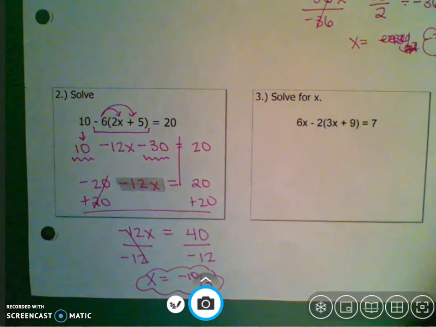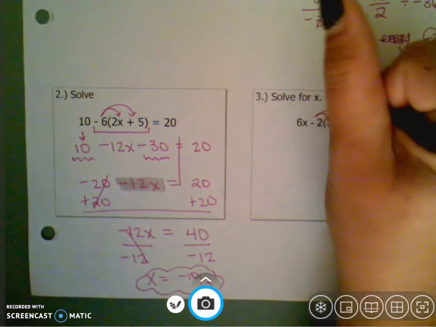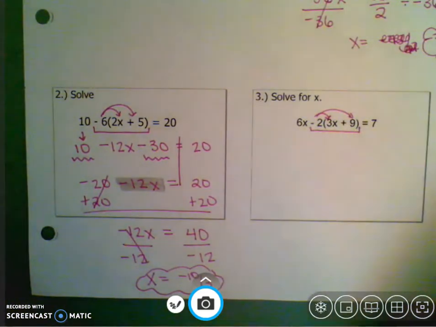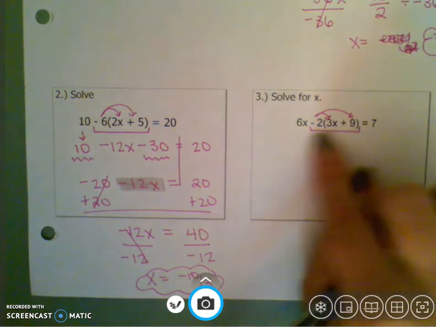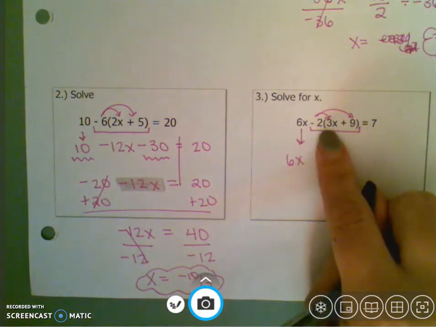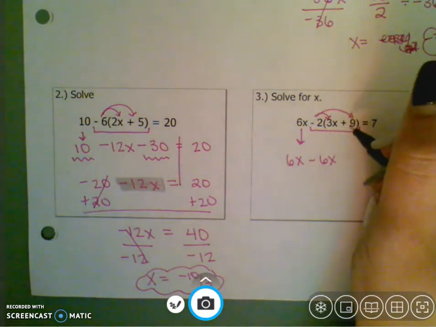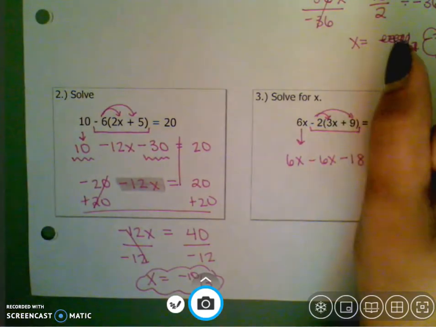Okay, for example number 3, again, we're distributing. Just like we did in the last one, you need to distribute that negative 2. We're looking at this part right here. So go ahead and pause the video and distribute that negative 2 to the 3x and to the 9. Okay, you should have paused the video already and distributed this negative 2. I'm going to bring the 6x down because that's already there. Then negative 2 times 3x gives you a negative 6x. Negative 2 times 9 gives me a negative 18 equals 7.